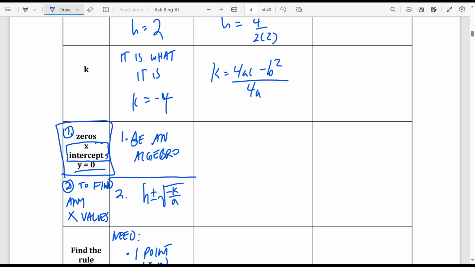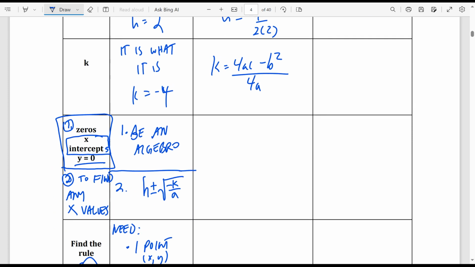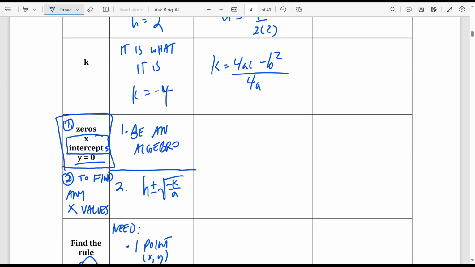Same question: what if the b is negative? When I square anything, what is a negative times a negative? A positive. So minus b squared, if it was minus negative 4 squared, it would be negative no matter what. So I'd be subtracting. No matter what, that's going to be a subtraction. Has to be.